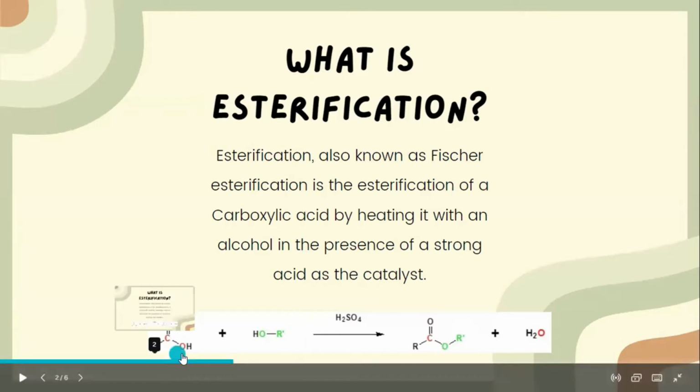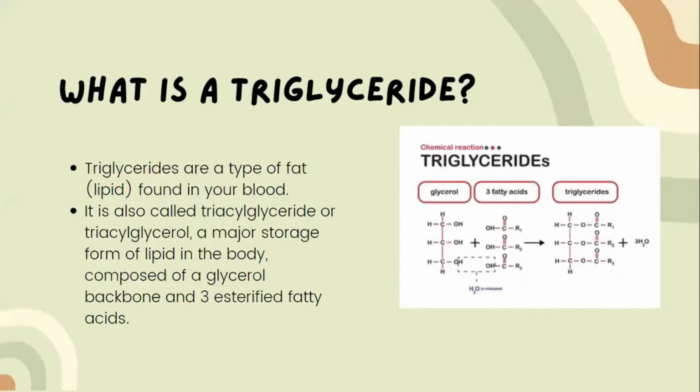We have here a carboxylic acid and an alcohol, which results in the formation of an ester by the presence of a strong acid as the catalyst. Here we have sulfuric acid as an example of a strong acid. In lipids and its major metabolic pathways, we can see the esterification process through the synthesis of triglycerides.